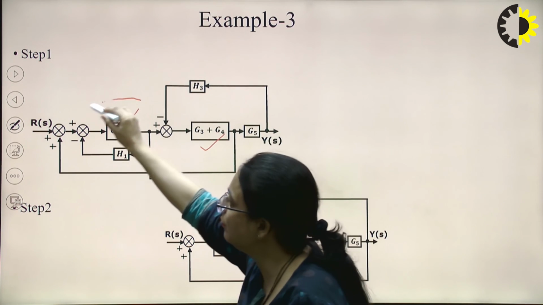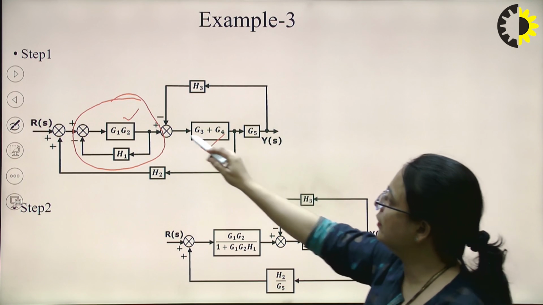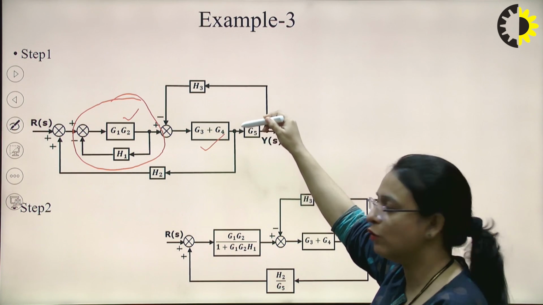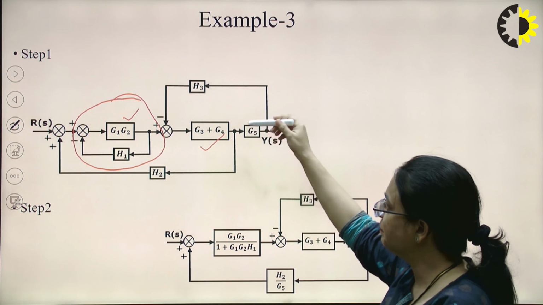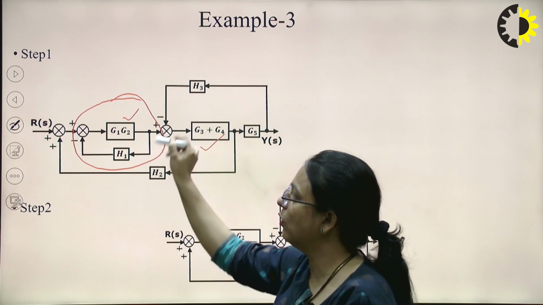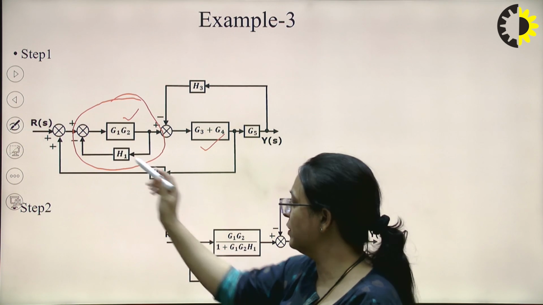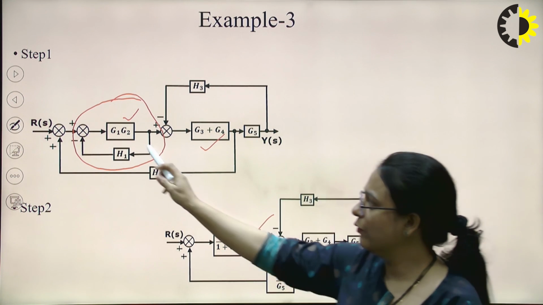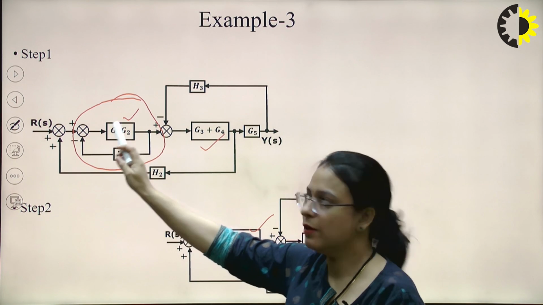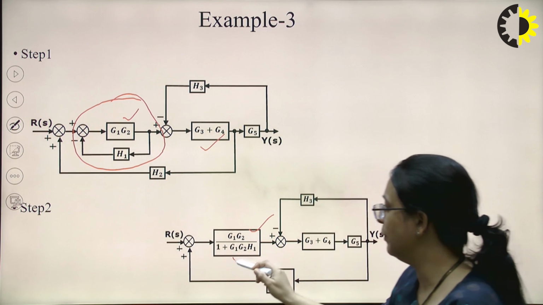Now the third step is to simplify the feedback loop. One loop is here. This could be the loop, but because of this takeoff point we cannot solve it. So we have to resolve this takeoff point, or shift it. First let me solve this one. This is the feedback loop, so it will be converted into a single block like this: forward path transfer function upon 1 plus forward path transfer function into reverse path transfer function, since it is a negative sign. This will be the single block.